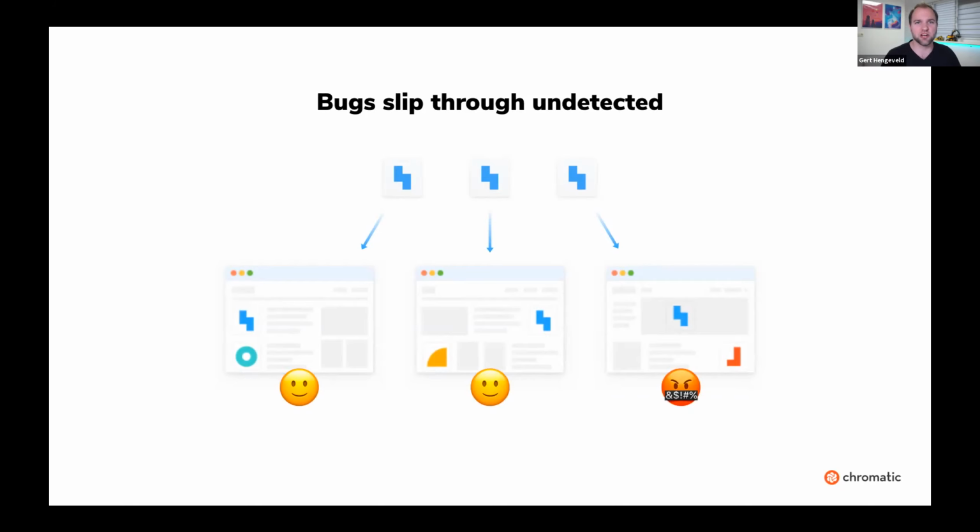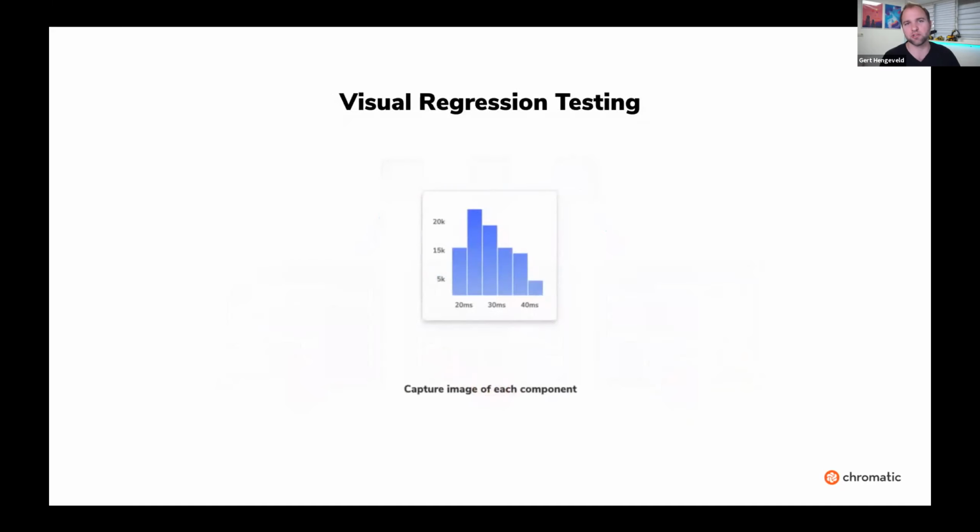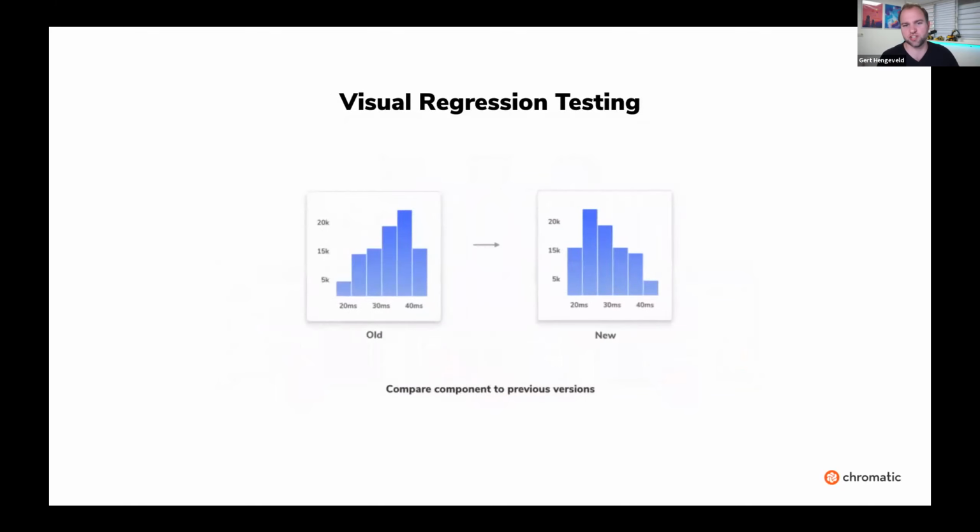And it takes a customer to actually report that to us, right? It's not a situation you want to be in. I mean, most companies don't, at least. So the solution there is to do visual regression testing.